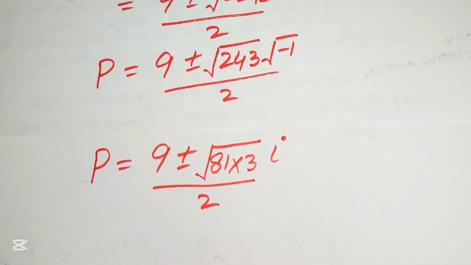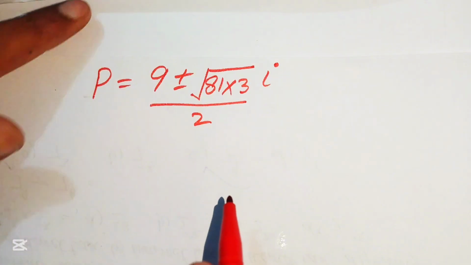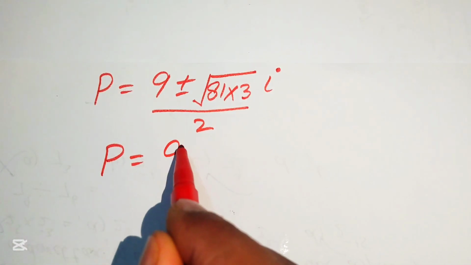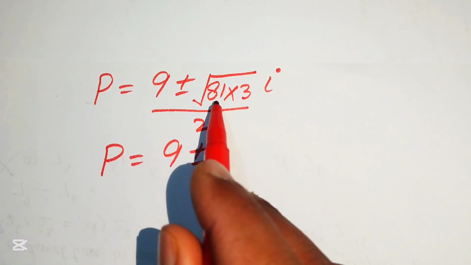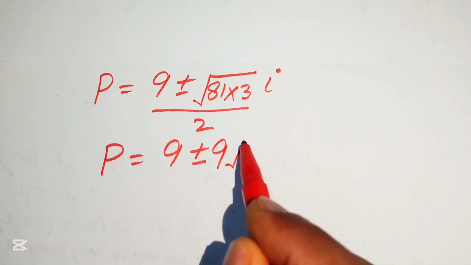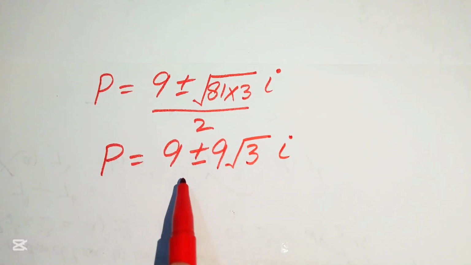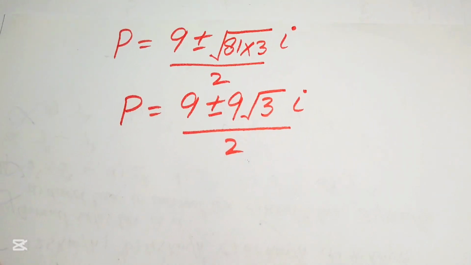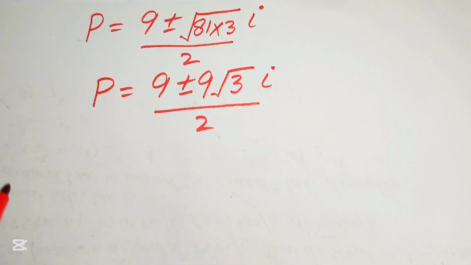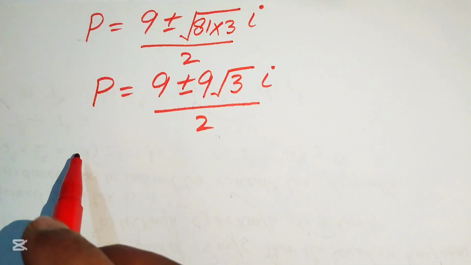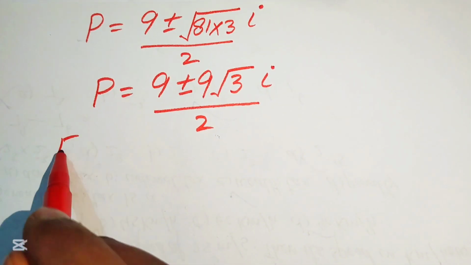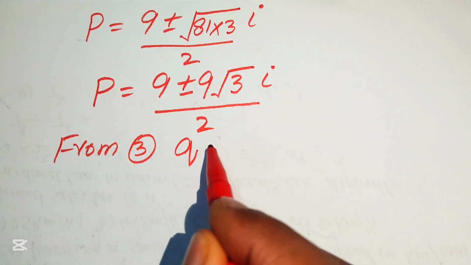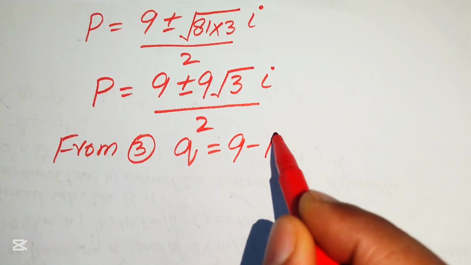After this step we just apply this square root on both of these terms separately. So it will be written as p equals 9 plus minus. We know that square root of 81 equals 9, into square root of 3 into iota, and it is divided by 2. So these are the two values of p. Now from the two values of p we need to find the corresponding values of q. So here we need equation number 3. Equation number 3 implies that q equals 9 minus p.